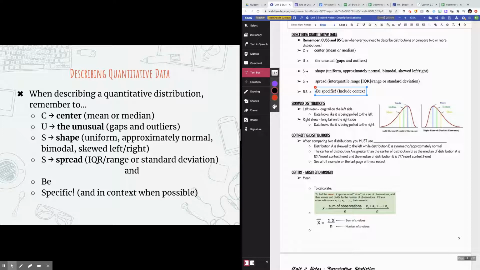And this is AP stats, so context will almost always be possible, right? They're going to put most problems in some type of real world study or context, right? So include context whenever possible. Okay, so those are your 4 things that you have to talk about when you are describing quantitative data.